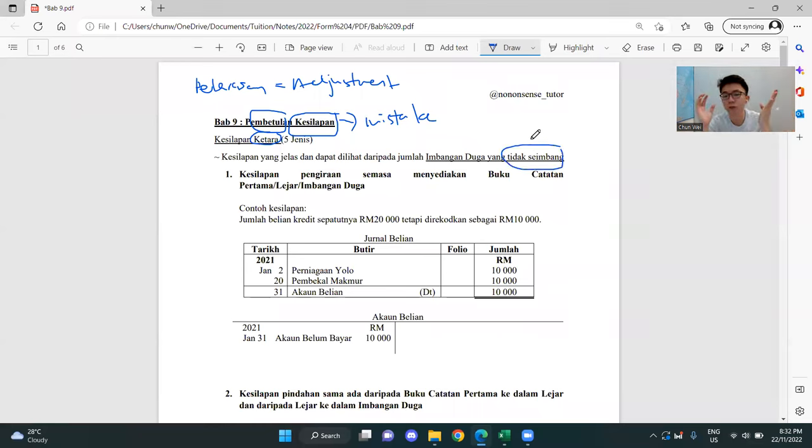You know what imbangan duga is, right? We have done imbangan duga in bab 6. So how do we know if it is a kesilapan ketara atau tidak ketara? You look at the imbangan duga. The jumlah, let's say 50,000 on the debit side, and the credit side is 28,000. So if the imbangan duga is not imbang, definitely we know that there's something not right. There must be a mistake. So from here we can straight away tell this is a kesilapan ketara because imbangan duga dia tidak seimbang.